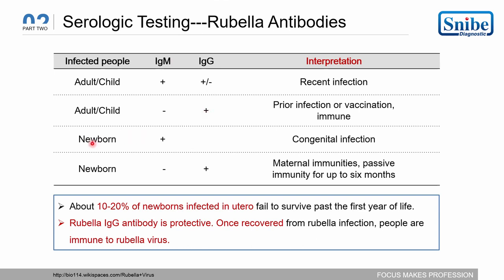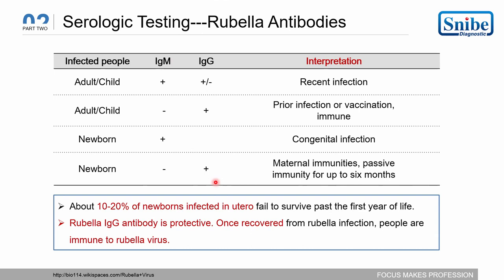If we talk about newborns, if the newborn IgM is positive, that is a congenital infection. If the newborn IgM is negative and IgG is positive, this is maternal passive immunity, which is expected for up to 6 months, when the infant has IgG positive rather than IgM. About 10 to 20% of newborns infected in utero fail to survive past 5 years of life. And rubella IgG antibodies are protective.